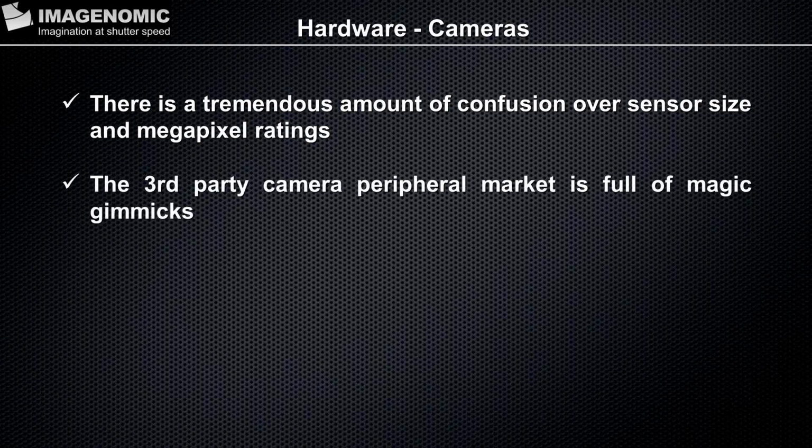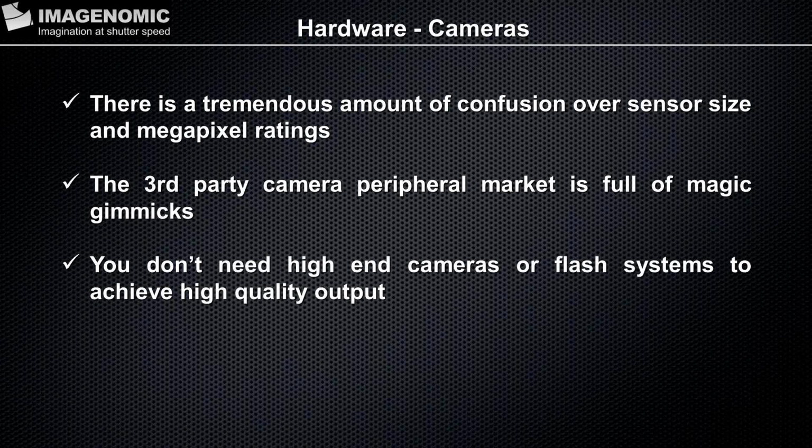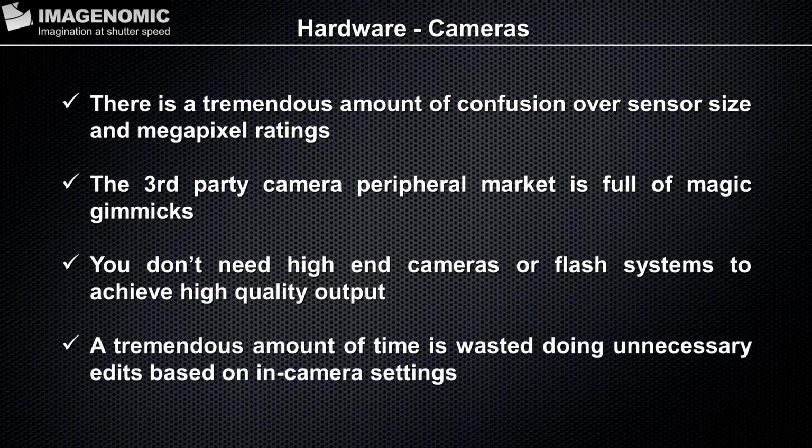There are a lot of third-party gimmicks out there for your cameras. One of the most prevalent ones you've probably seen looks like Tupperware, and it's supposedly able to magically wrap light around you in some type of lighting environment. Then people think that you really need these super high-end cameras or flash systems to achieve high-quality output. Well, if that's the case, then the majority of photographers ever since photography has been around, their work's really been junk because they didn't have this kind of stuff. And one of the things that relates to the camera itself is there's a tremendous amount of time wasted doing unnecessary edits in your workflow based on in-camera settings.